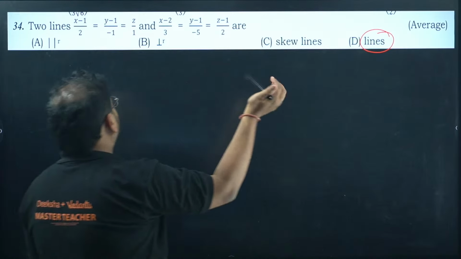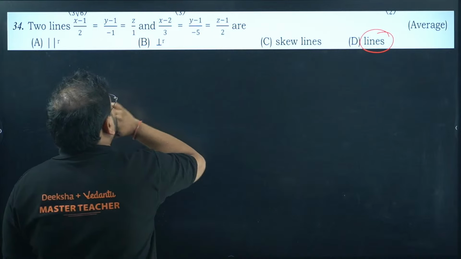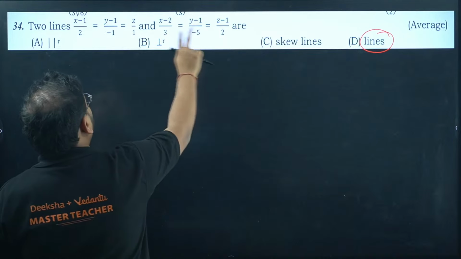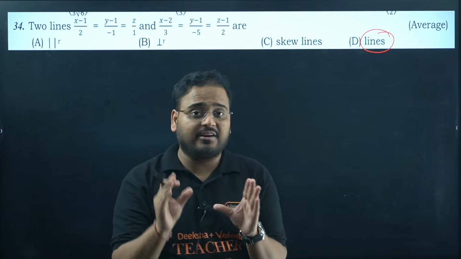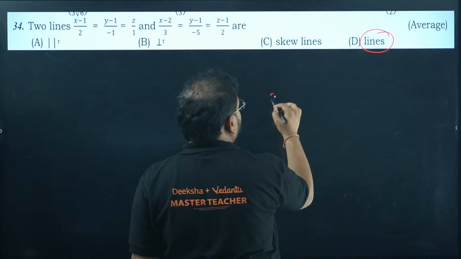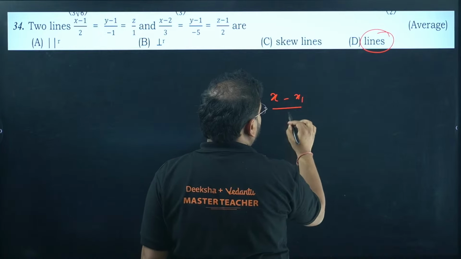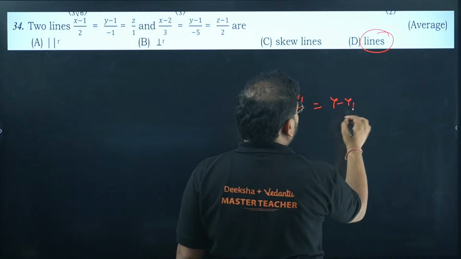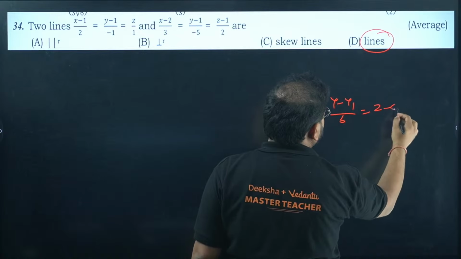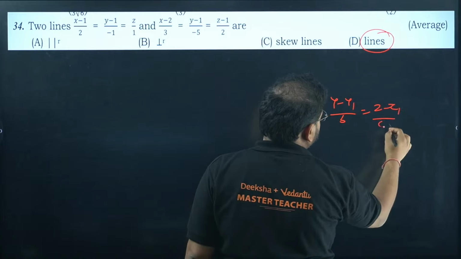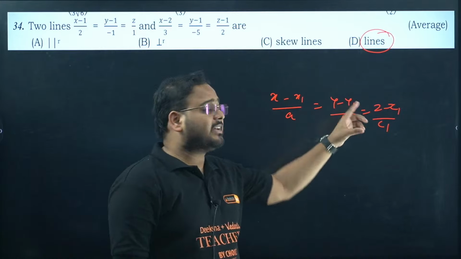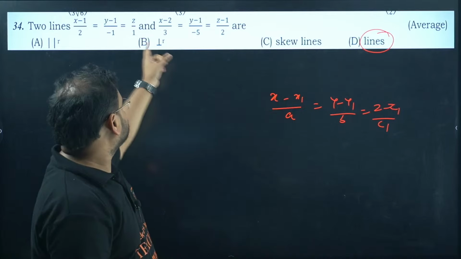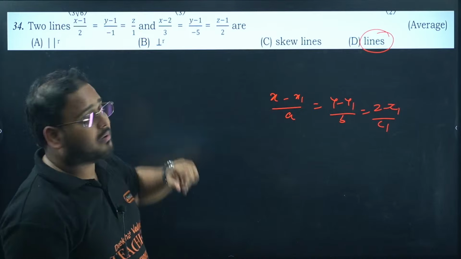Okay, so please check x minus 1. First you check the coefficients of x, y, z. Whenever you have a Cartesian form, look for the standard form, whether it is applicable or not: x minus x1 upon a, y minus y1 upon b, and z minus z1 upon c. Your coefficient of x, y, z should always be 1. In this case it is 1 everywhere, so no problem.